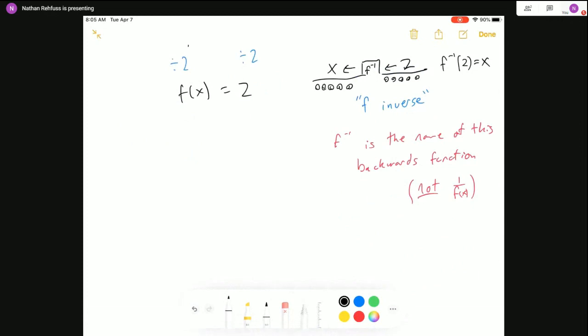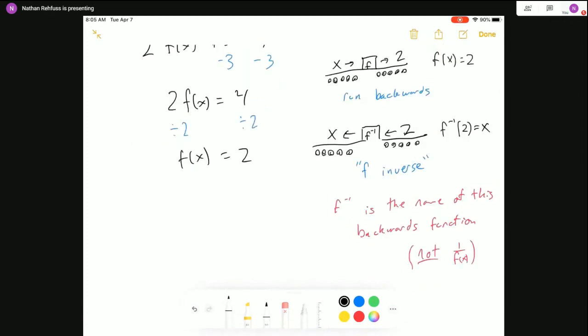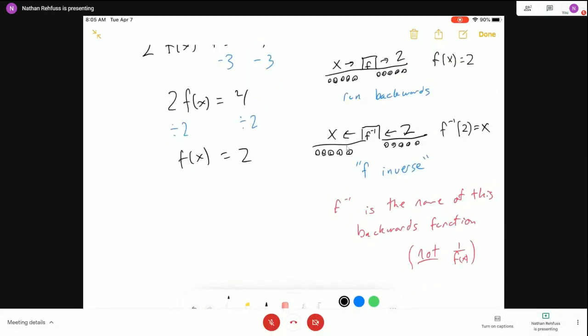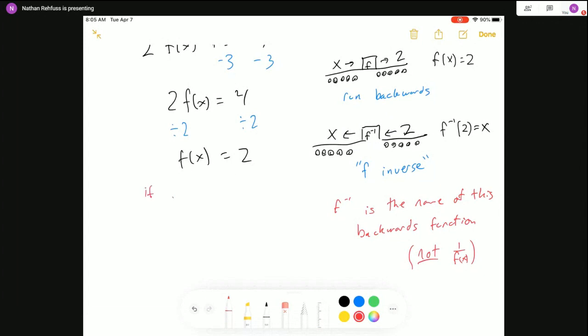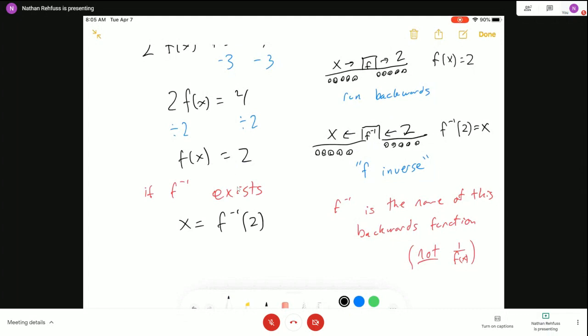So, in other words, now this is not always possible. Not every function can be run in reverse. Not every function has an inverse. So we'll be talking today about which functions do and which functions don't. But if there's an inverse, so right here I'll write, if f inverse exists, then we can finish this problem by writing x is f inverse of 2.